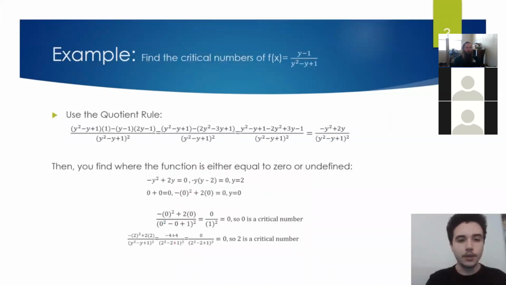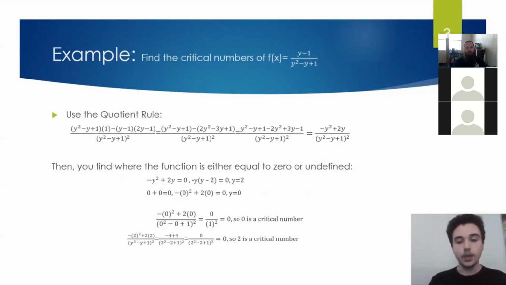So here we have another example. Find the critical numbers of f of x equals (y minus 1) over (y squared minus y plus 1). So our first step here is we use the quotient rule. So we get (y squared minus y plus 1) times 1 minus (y minus 1) times (2y minus 1), all over (y squared minus y plus 1) squared.